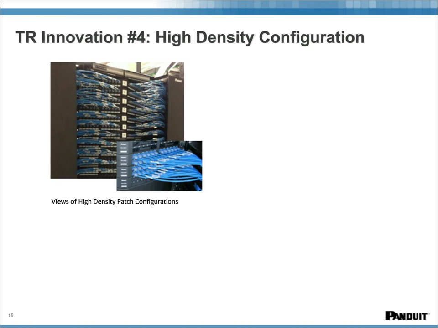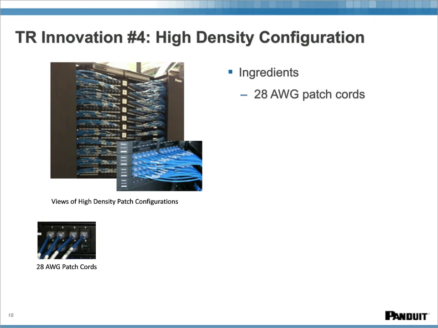So the ingredients, component-wise, for this solution, certainly the use of 28-gauge patch cords are recommended. The reason for that is right there in the pictures. Whether up top or below, you can see that the size of the cords enables you, when using a high-density 48-port 1RU panel, to easily see the port numbers, as well as work with the cords and decrease the patching bulk that goes to either side into the vertical managers.